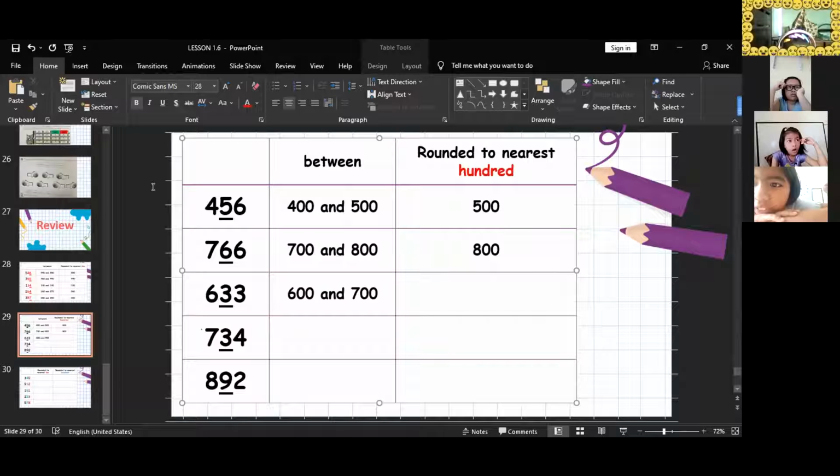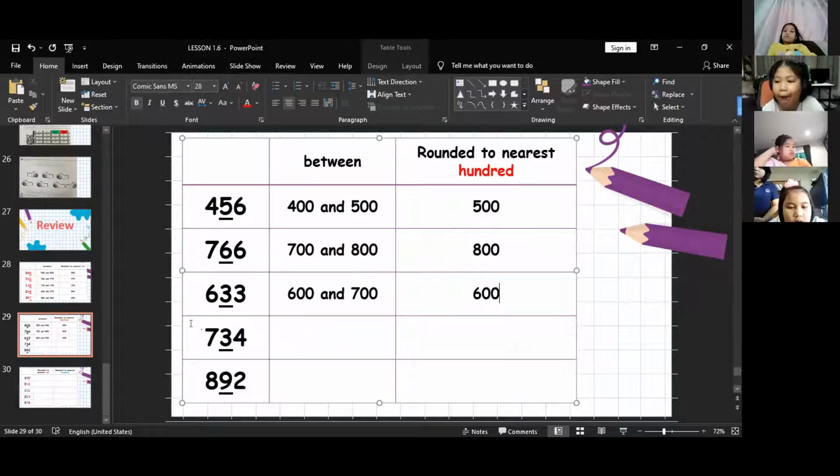700. Okay. Can you see the number here in between? Ping An, can you see the underlined number here? Three. What's three? Are you going to round up or round down? Round down. So what is your answer? 600 or 700? 600, because you round down. Oh, 600. Sorry. Thank you, Ping An. Very good. How about the number four?